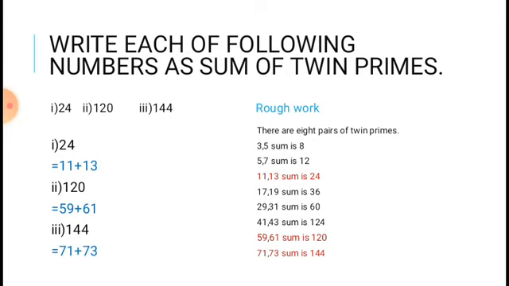Similarly, 144 is the sum of twin primes 71 and 73, and this is the solution of our third part of the question.